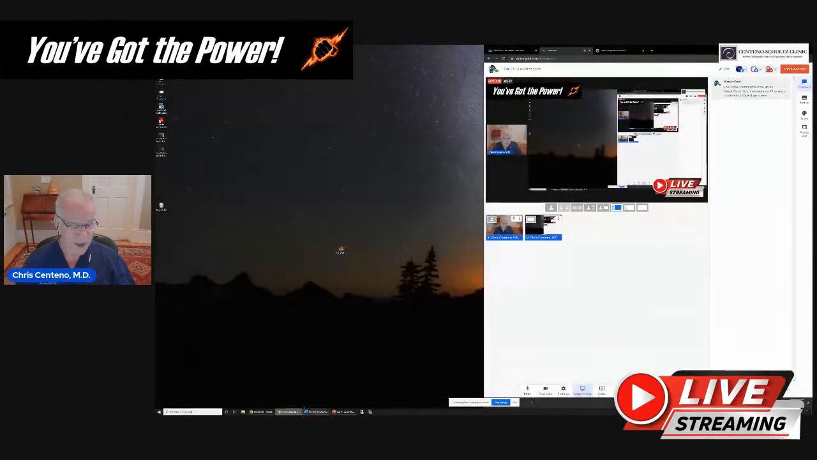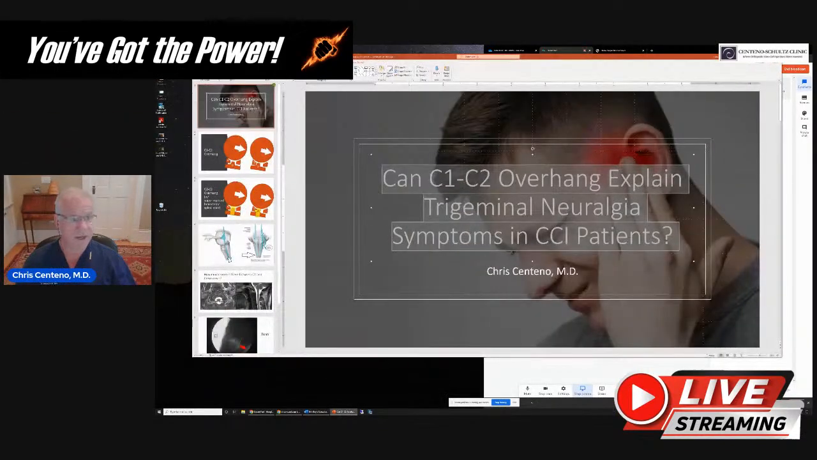Some of this is going to be due to irritation of the trigeminal nerve branches as they come out of the skull because of the extra skull-to-neck movement. But I'm going to go over a short presentation today that also shows that some of it could be due to irritation of the sides of the spinal cord. So let me go ahead and share my screen and start that presentation.